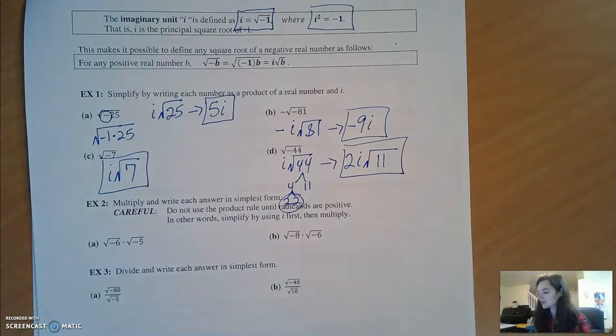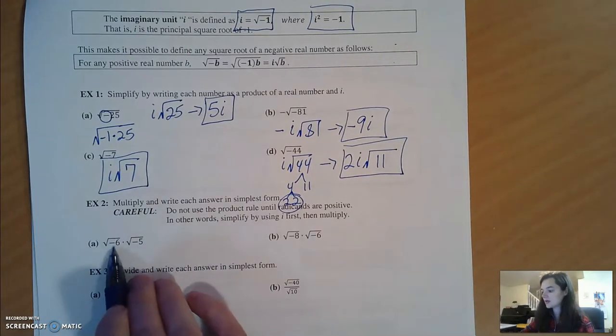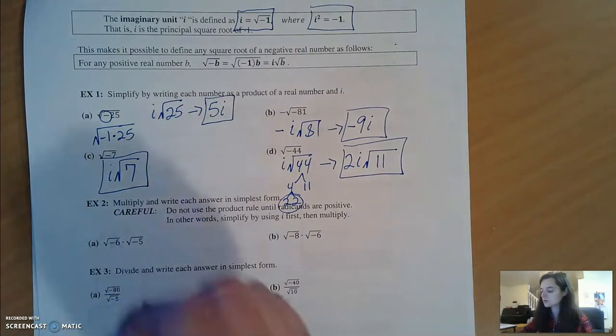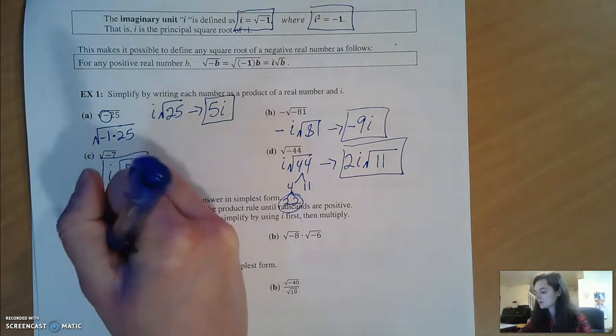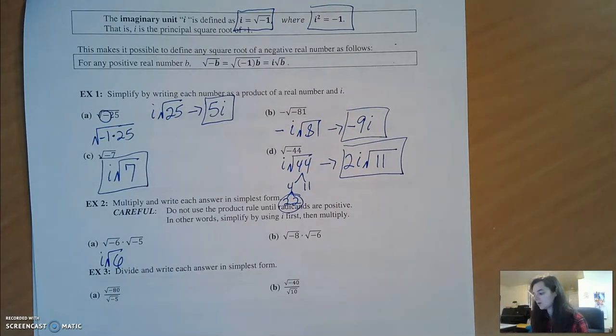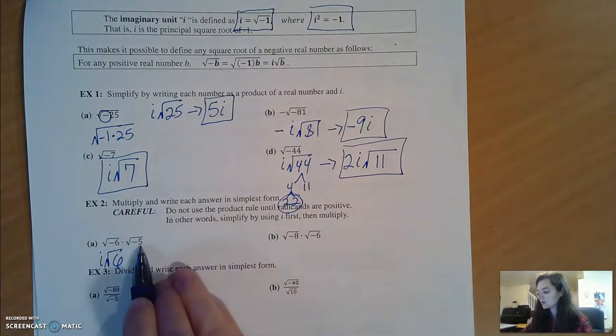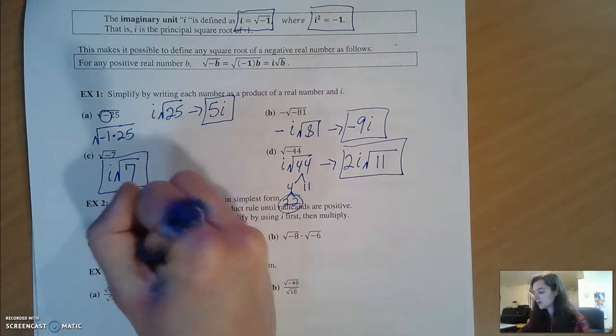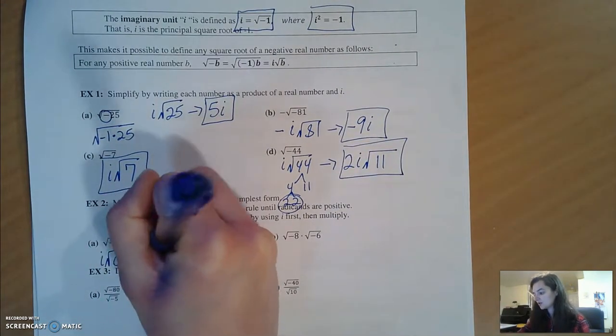So what we're actually going to do is take out an i from the first one. The square root of -6 is i square root of 6. It doesn't simplify any at all. 6 is 3 times 2. And from the second one, we have the square root of -5, so it'll be i square root of 5.